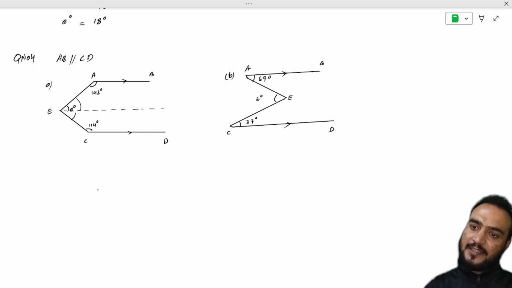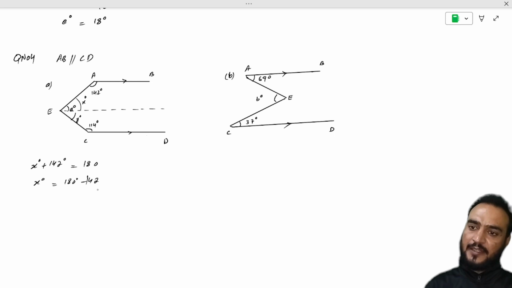So this angle, let's say it is equal to x degree, and this angle, let's say, is equal to y degree. X degree and 142 degree are two interior angles now, and y degree and 114 are also two interior angles now. So let us sum them up to 180 degree. X degree plus 142 degree is equal to 180 degree. So let us subtract that. X degree is equal to 180 degree minus 142 degrees.